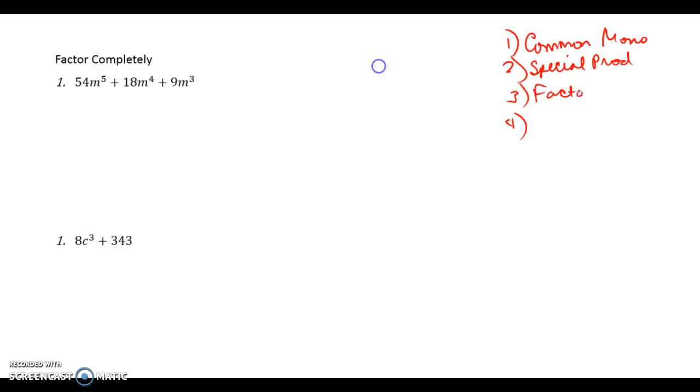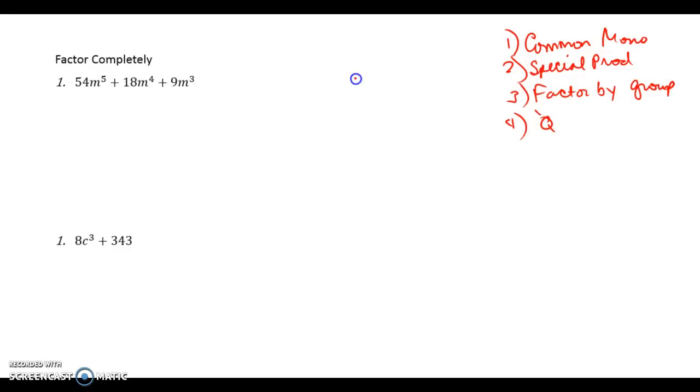All right, factoring completely. Let's think of the things we do know. We want to talk about any time we can pull out a common monomial, right? 2, 3, these are all equally weighted, but the special products where we have the sum and difference of cubes that we can factor, this would be factoring by grouping, right?